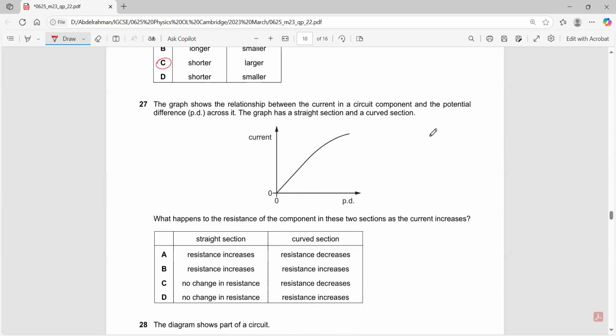You have a current and potential difference graph. What happens to the resistance in these two sections? In the straight section, this is a constant resistance, right? At any point, if you calculate the resistance, it would be constant. But in the curved section, when it is curving towards the potential difference axis, what happens to the resistance? The resistance actually increases. So no change in resistance, and then the resistance increases.